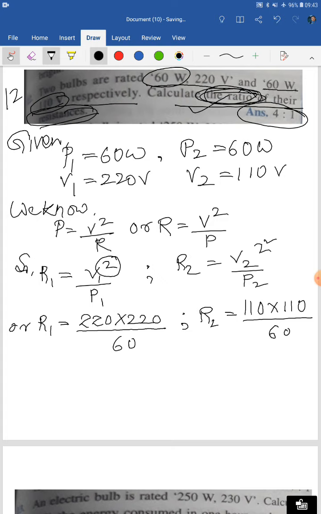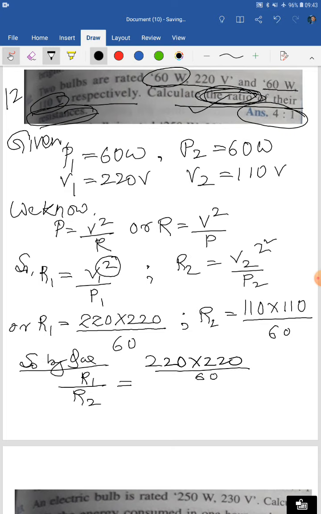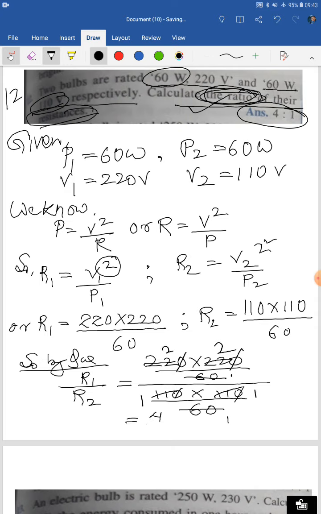Alright. So now what do I need to do? I need to find the ratio as per the question. Since I have to find the ratio, I'll be dividing R1 by R2. That will give me 220 into 220 by 60, everything divided by 110 into 110 divided by 60. So 60 and 60 from the numerator and denominator get cancelled. 1 0 and here 0. 11 1s are 11, 11 2s are 22. 1 0 here and 1 0 here get cancelled. 11 1s are 11, 11 2s are 22. So I am now left with 4 divided by 1.